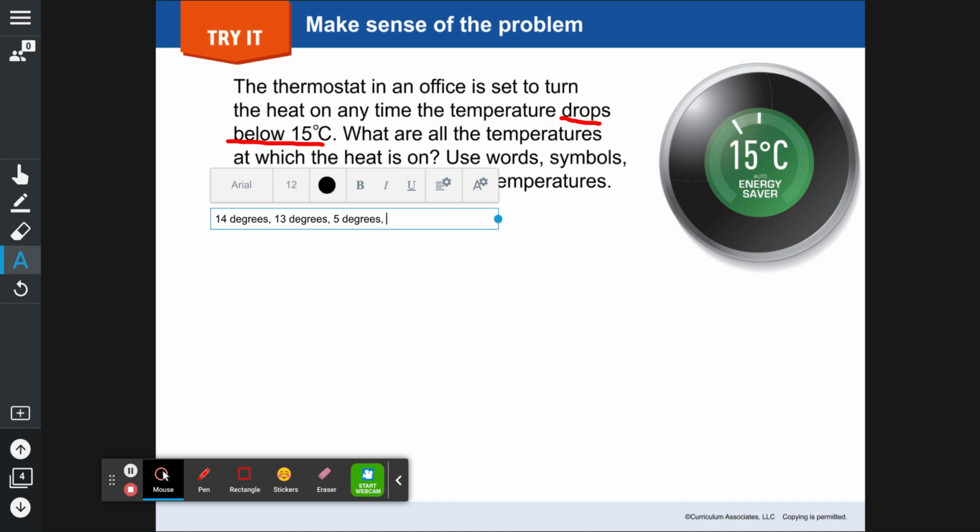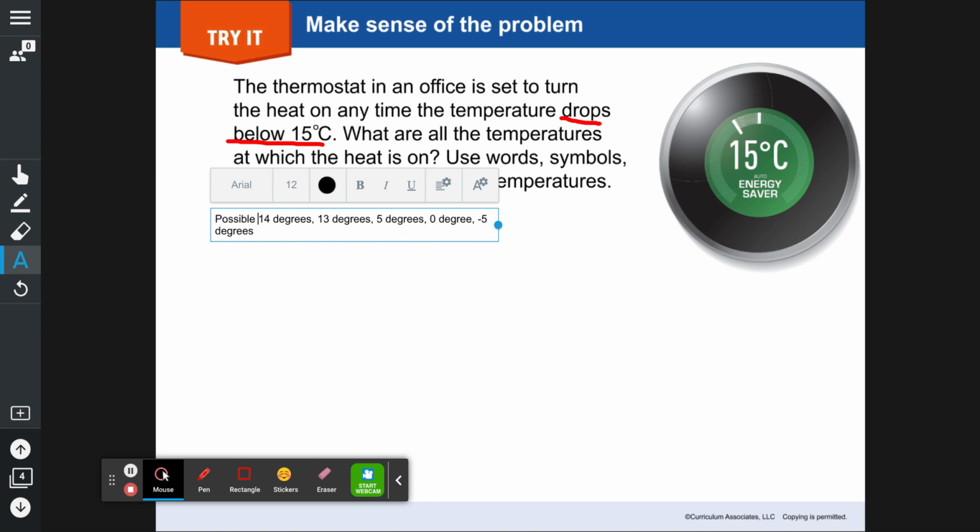Okay. What about 0 degrees? Is there a number below 0? Sure. Anything negative could work too. So what if I put negative 5 degrees? I hope it doesn't get that cold in their office, but that could work. Those are possible solutions, and I'm actually going to put that right here.